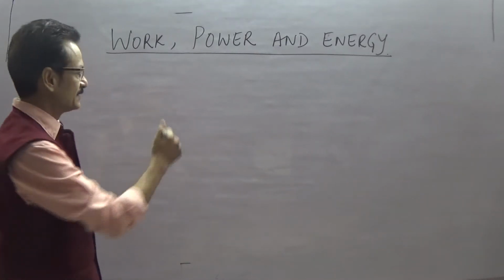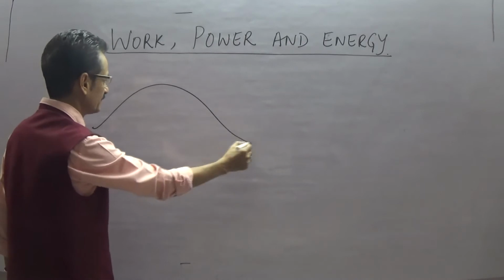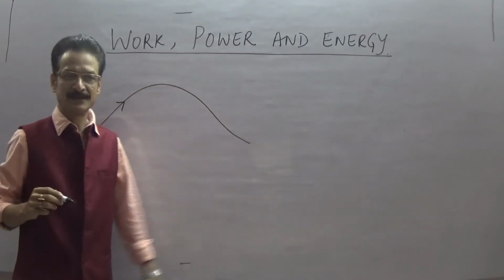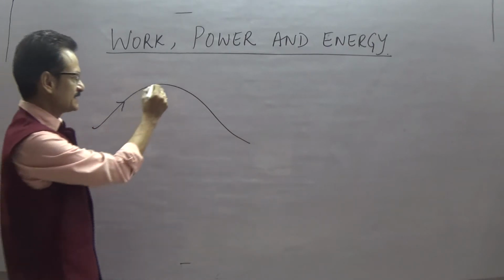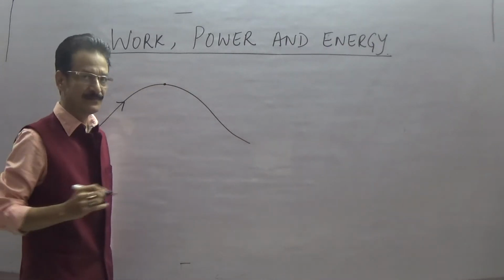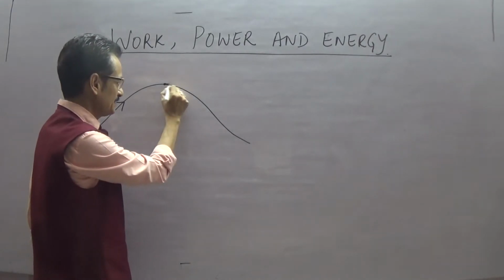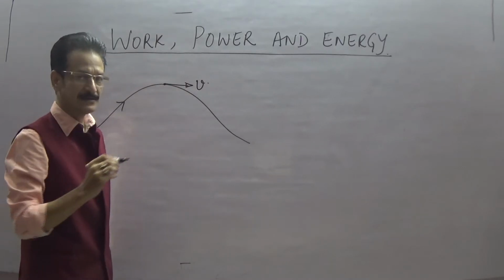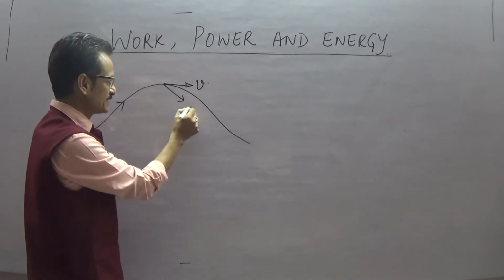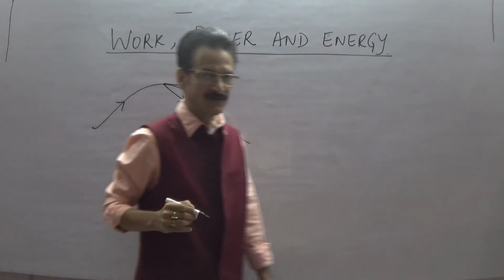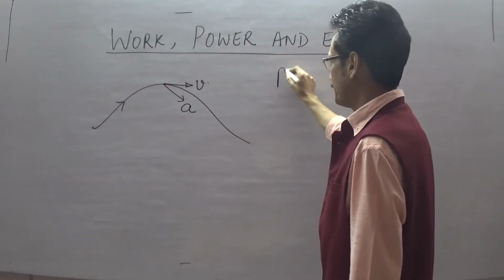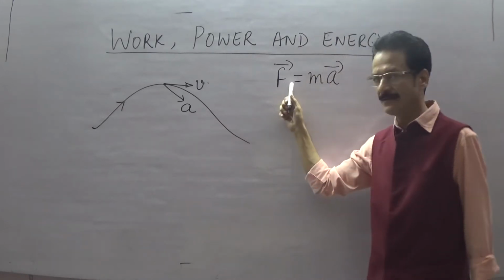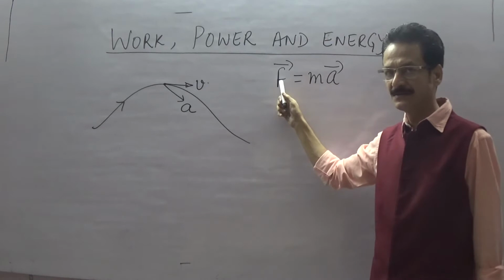Let us imagine that a body is moving along a curve. So, this is the trajectory of the body, and at any general instant, suppose the body is somewhere here. Its velocity is along the tangent, and the acceleration may be in some other direction. Now, in conformance with Newton's second law, F equal to ma, this is the net force.